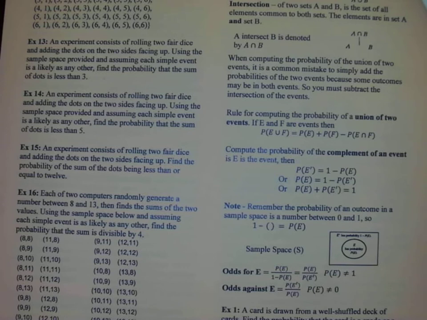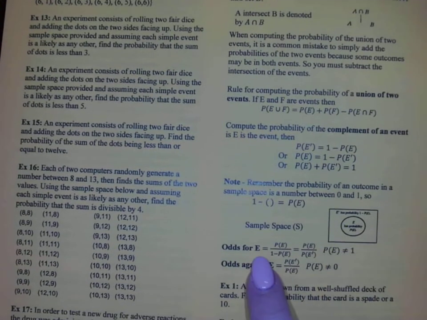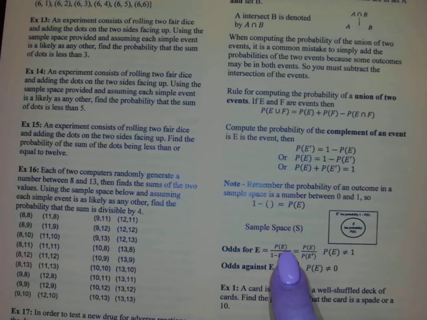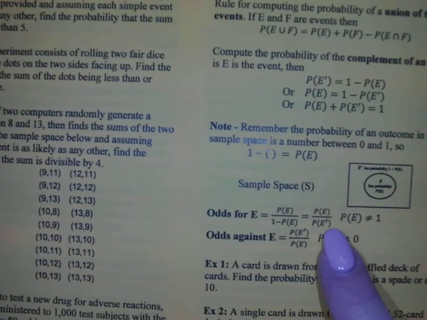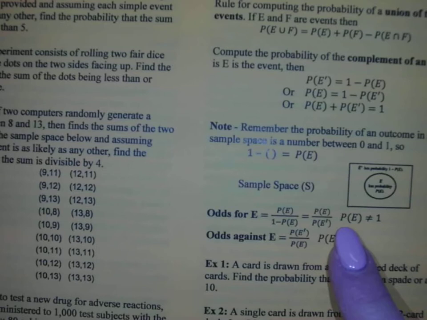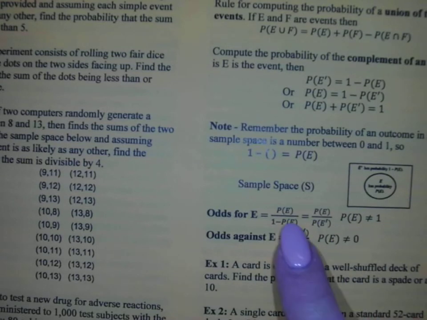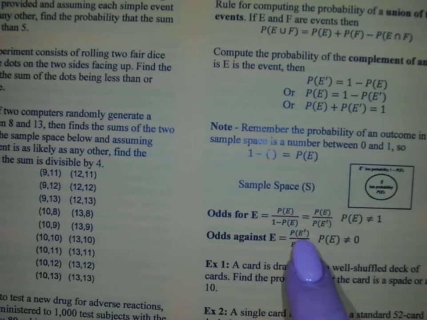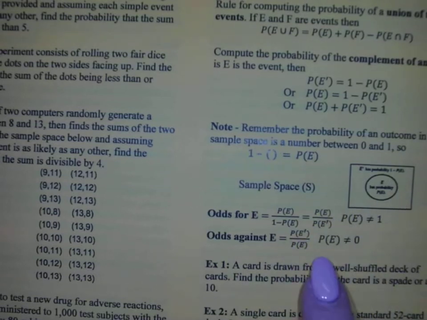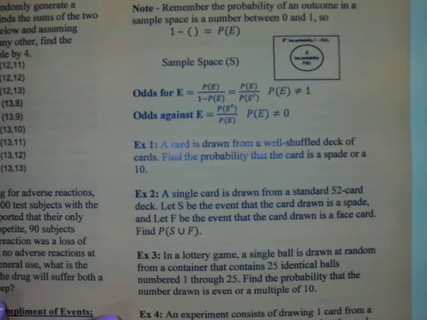So your sample space is going to be S, and for the odds, we'll use the odds in favor of E is equal to the probability of the event over 1 minus the probability of the event. Well, that's the same thing as the probability of the event over the probability of the complement. And remember that the probability of the event can't be equal to 1 if we're doing this, because then we would get 1 minus 1, which would be equal to 0. Can't divide by 0. The odds against E will be the probability of the complement over the probability of the event. And in this case, P of E, the probability of the event, can't be equal to 0.